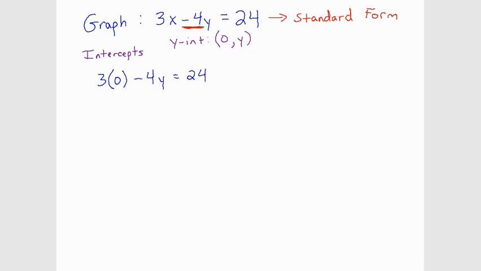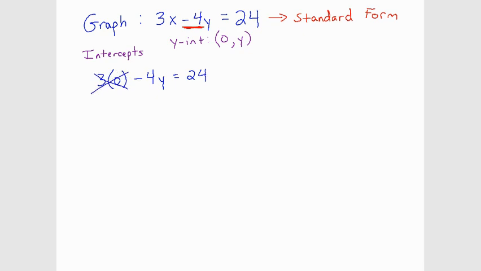Now, this kind of goes back to when we solved simple equations. You could plug whatever x value you want into this and solve for y. It's going to get you the same answer. Why do we pick 0? Because anything times 0 is 0, which means we can get rid of that.